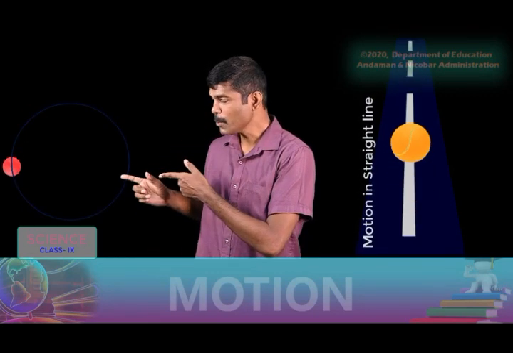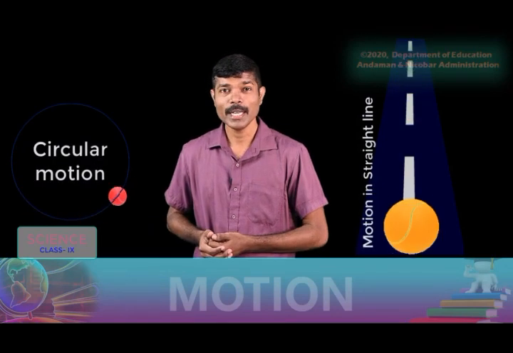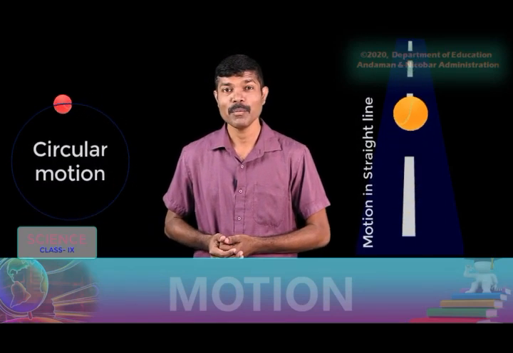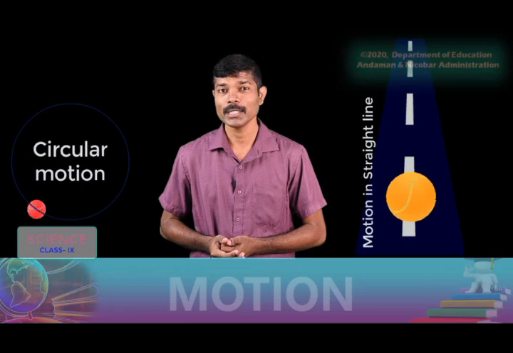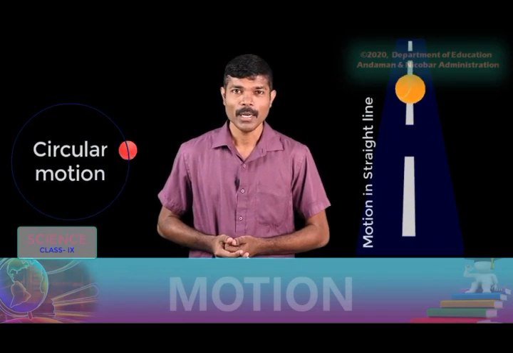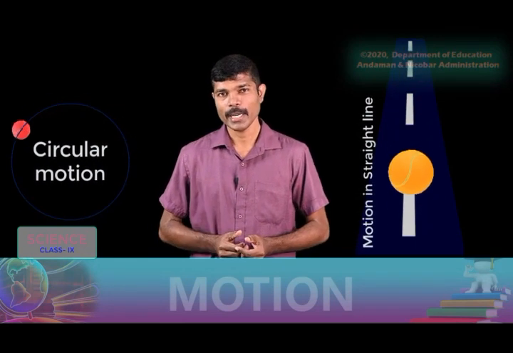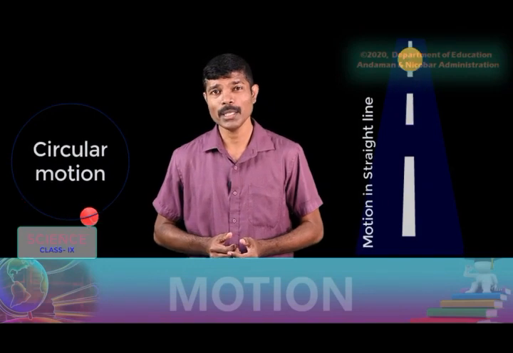Now you see the first picture. Here in this case the object is in motion. What is the type of motion? The object appears to follow a straight line. Now look at this picture. Here you can see that the object is in motion, but it follows a circular path. Now we try to understand how the circular path is followed by an object.